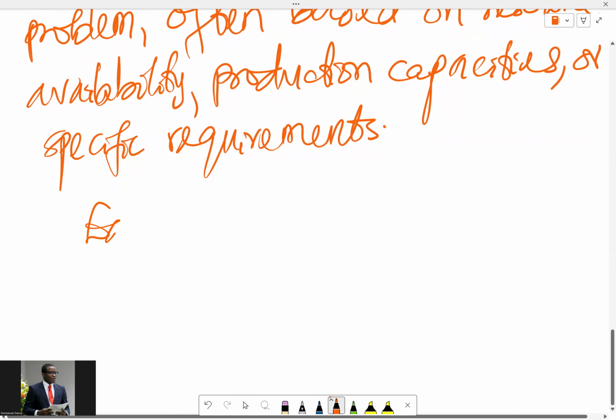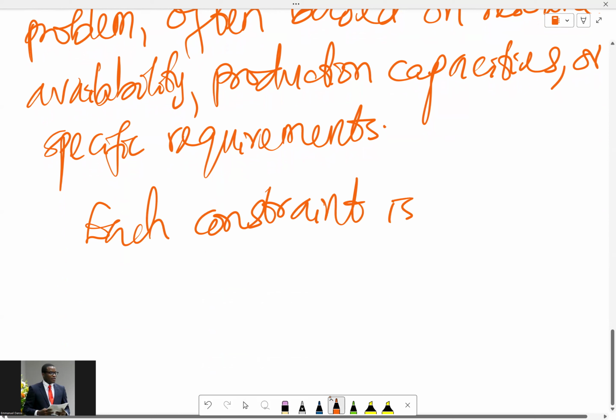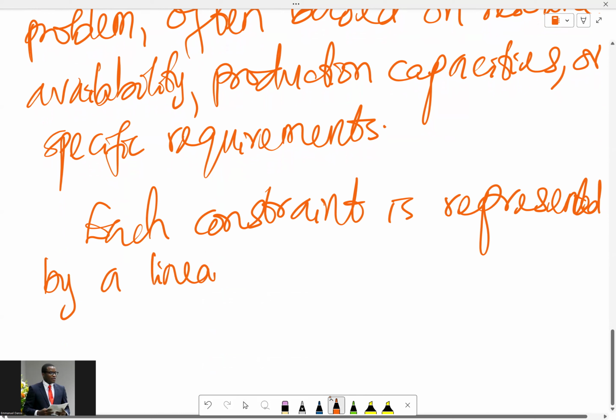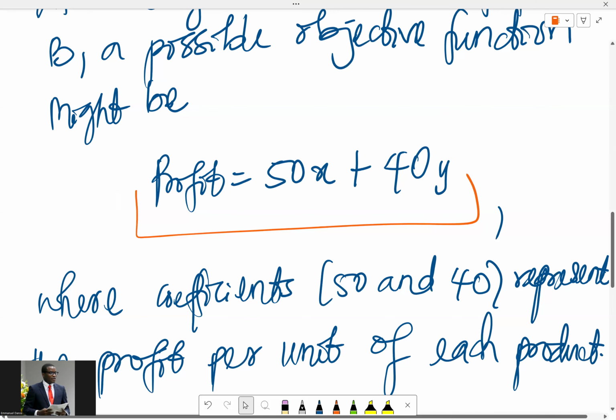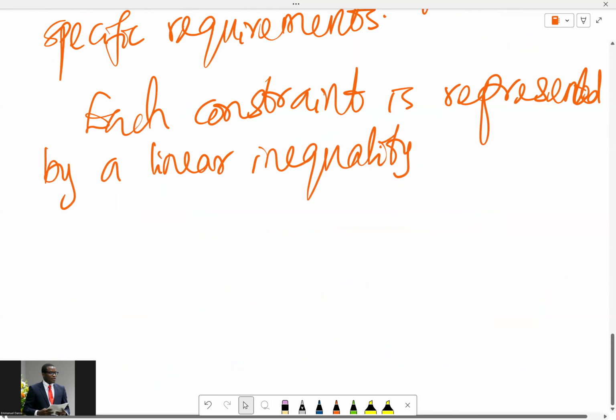So each constraint is represented by a linear inequality. The objective function, we saw that as an expression like what we have here. It's an equality for the most part. So each constraint is represented by a linear inequality. Very important to note the idea of inequality.